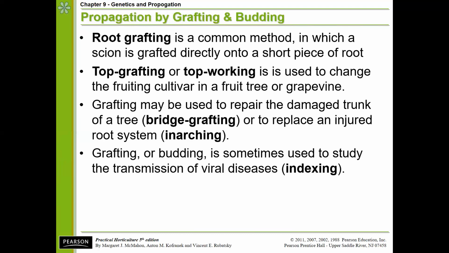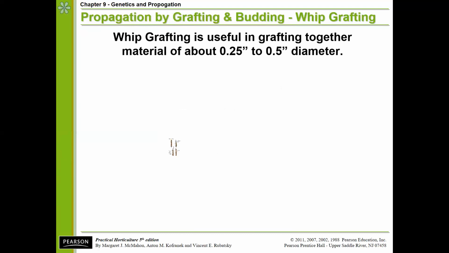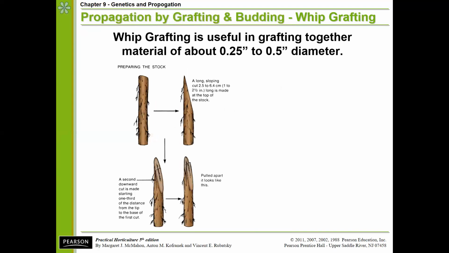Here's an example of probably the most common graft, the whip and tongue graft, which basically we make a cut, usually at like a 45-degree angle, and then make a little notch in that cut so that when you put the scion onto the rootstock, it will naturally be held in place there in that notch.